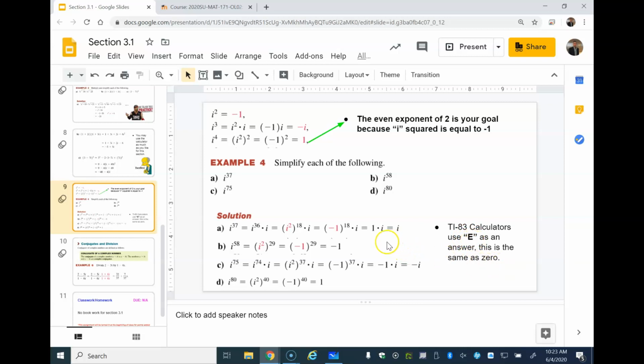So it'll say something like 3 E, and then that's going to make it 0 plus i, which is giving me this i here. That's the older version of the calculator. So just again replace that E, whatever the answer is, with a 0, and then you should get the same answers like so.